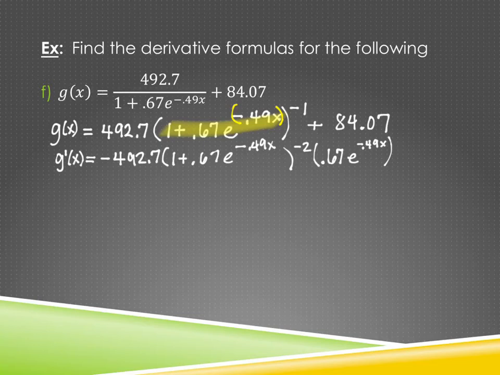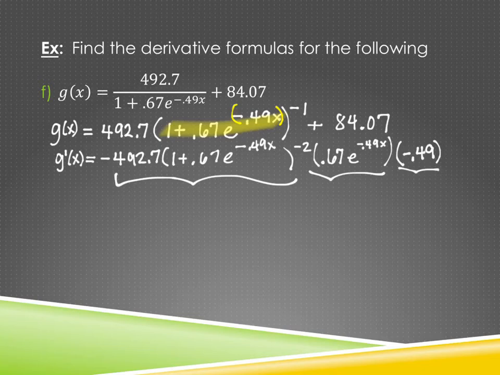All right, and then what's the derivative of the exponent negative 0.49x? Just negative 0.49. So there's 3 pieces here. This is the derivative of the outside. This is the derivative of the first bigger, massive inside function, everything that was previously in the denominator. And then this is the derivative of the inside exponent of the denominator itself. So there's 3 pieces because there were 2 inside functions, the outside and then 2 insides.